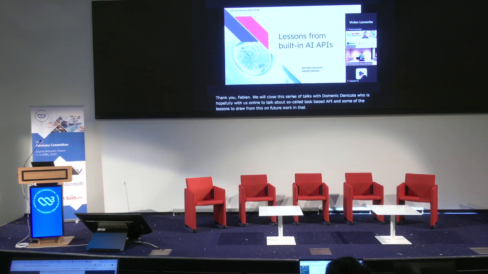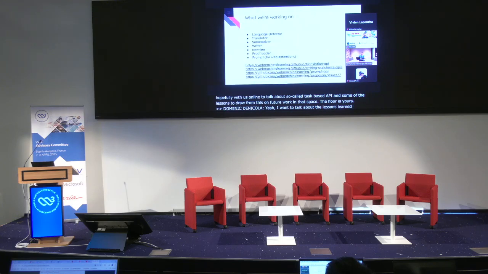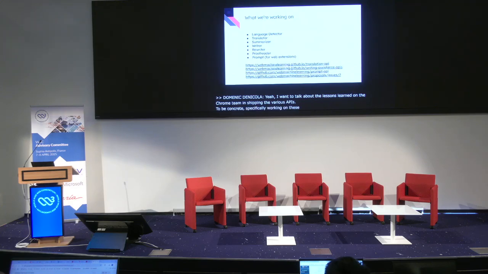So as you're saying, I want to talk today about some of the lessons we've learned on the Chrome team as we move towards shipping these various AI APIs in our browser. To be concrete, we're specifically working on these 7 APIs at the moment. All of them, except for the prompt API, are what we're calling high-level task APIs. They have API surfaces designed for specific tasks, and they mask the complexity of the underlying machine learning models from the web developer. The prompt API is an earlier stage proposal.